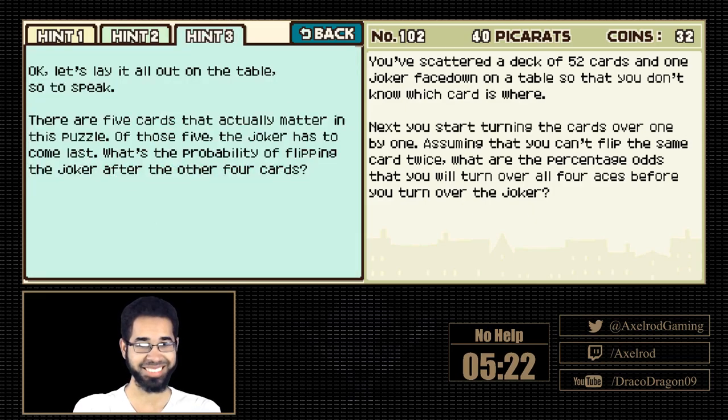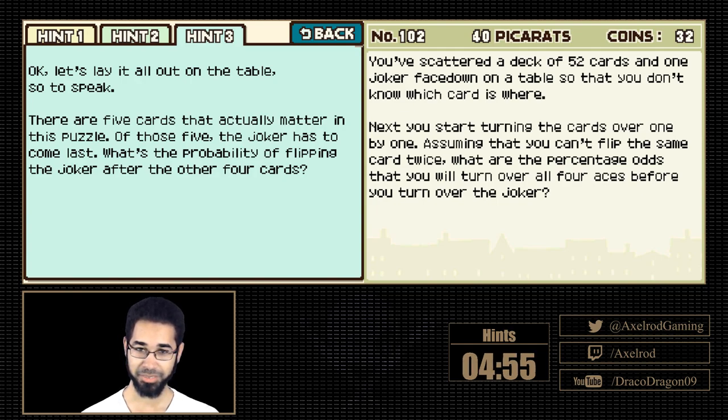Okay, let's lay it out on the table, so to speak. There are 5 cards that actually matter in this puzzle. Of those 5, the joker has to come last. What's the probability of flipping the joker after the other 4 cards? 100.